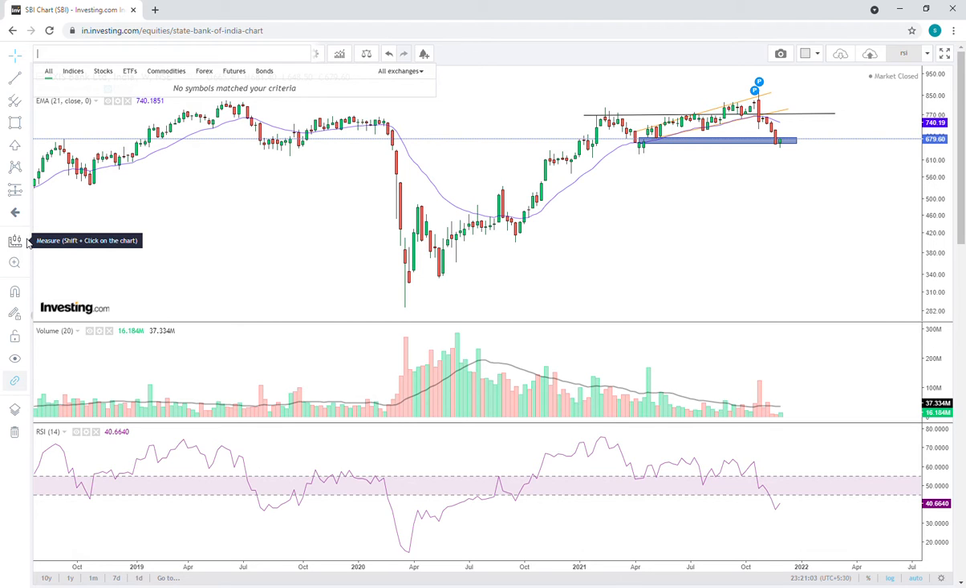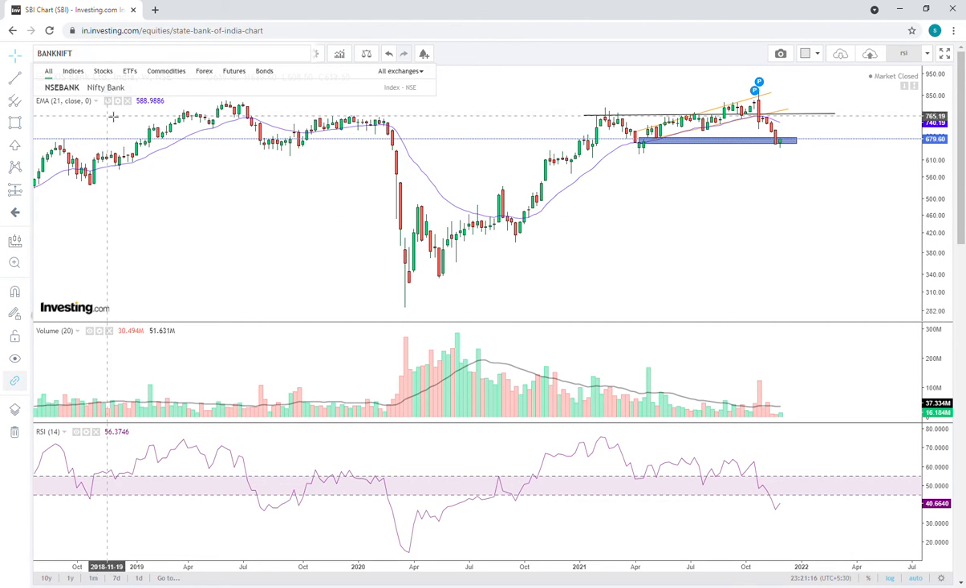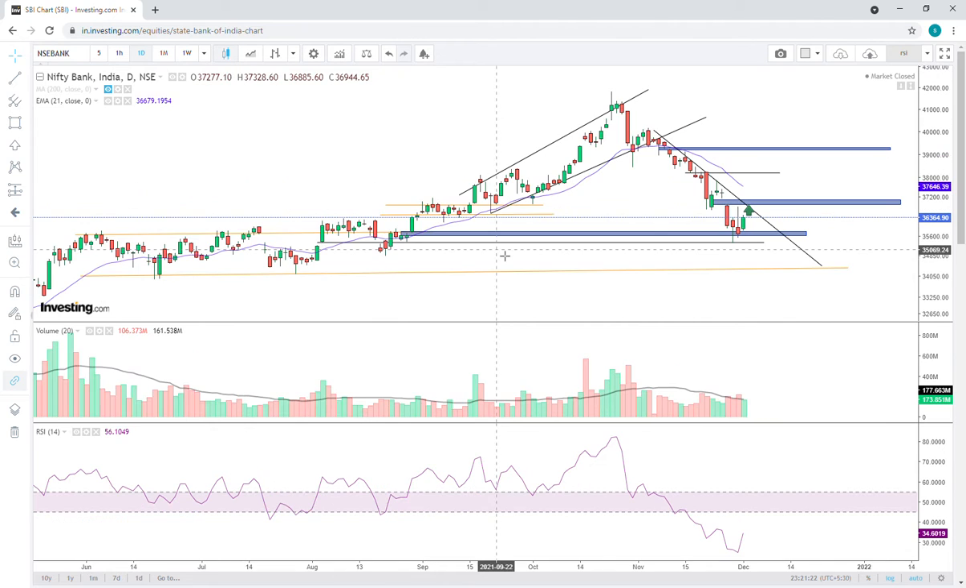So we are going to look at one of the most important indexes, that is called Bank Nifty. And many of the retail traders are now getting involved in trading Bank Nifty because of volatility, lot size, whatever is the reason. So let's look into this chart.